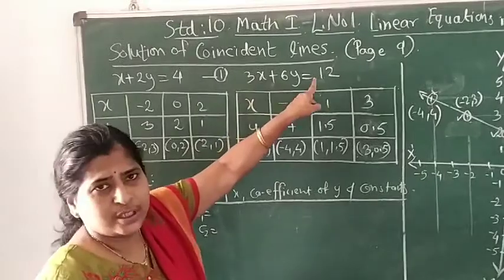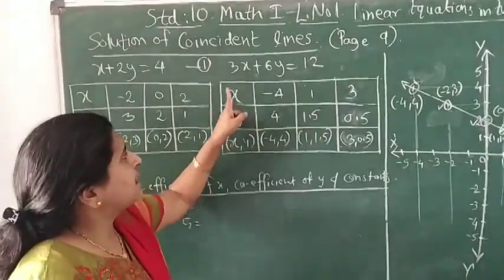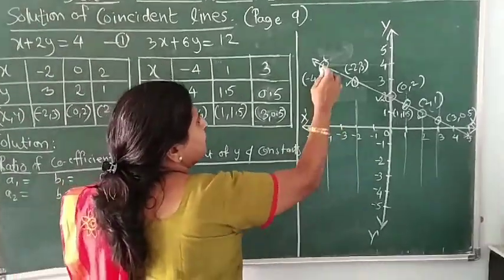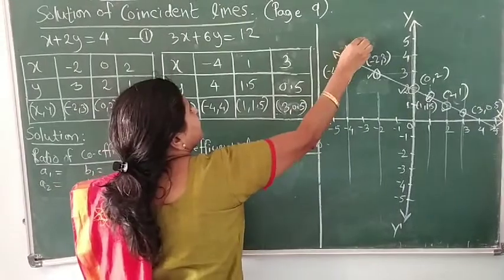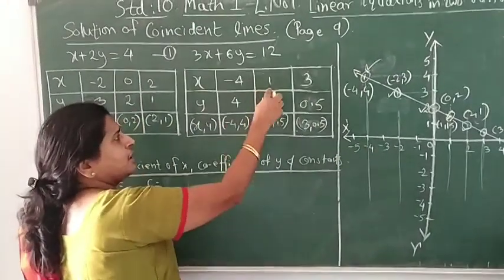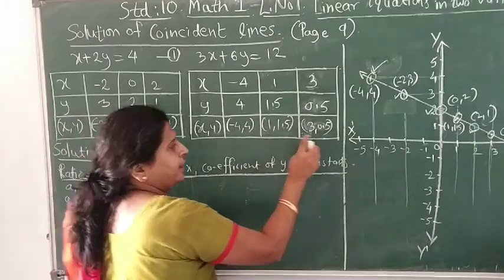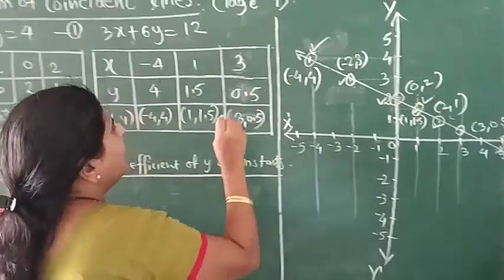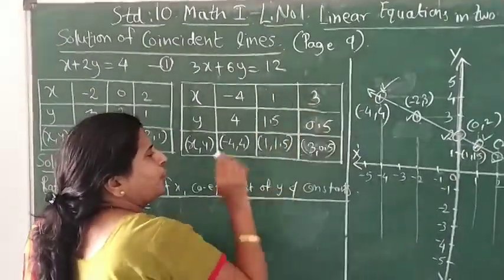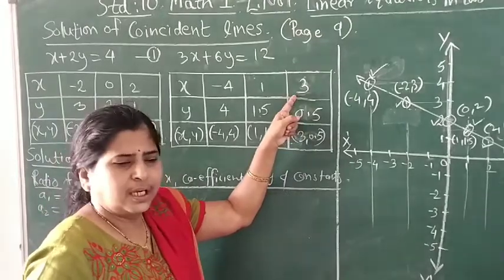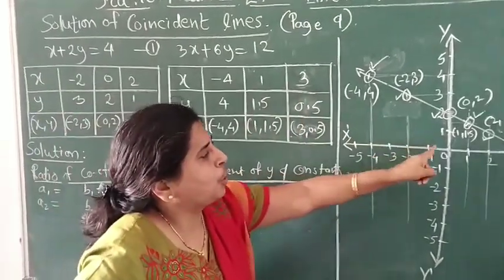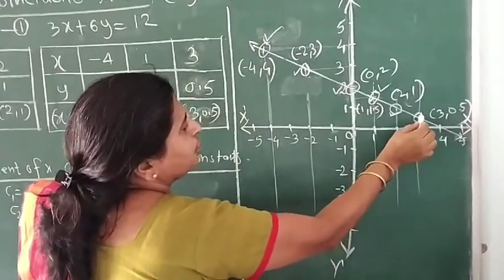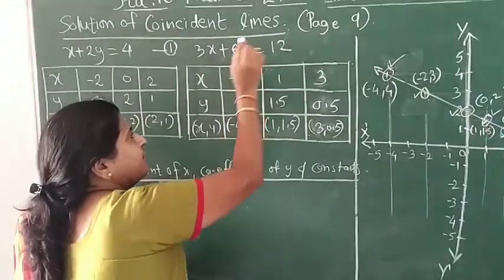Now for the second equation, we have this table of values which satisfy the given condition. When x is minus 4, y is 4. This point is for the second equation. When x is 1, y is 1.5, between 1 and 2. This is the point. And when x is 3, y is 0.5. This point I have changed a little from the textbook just to incorporate it in this graph. Of course, this point satisfies the given condition.